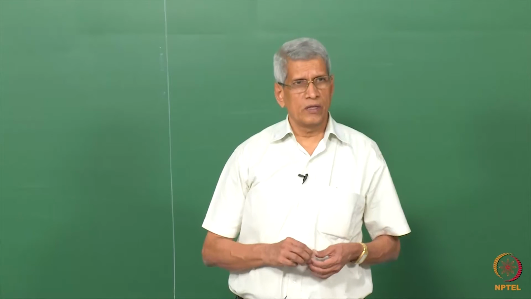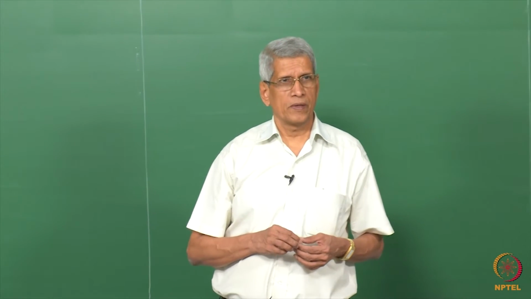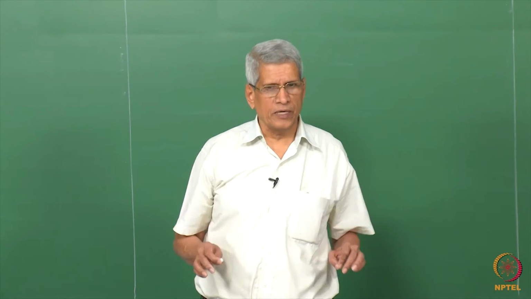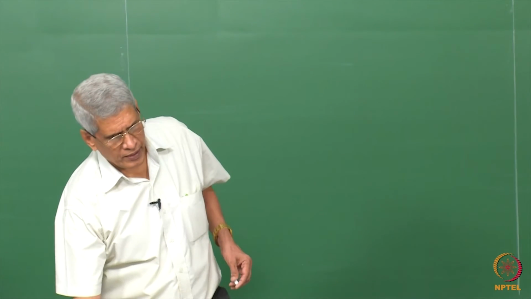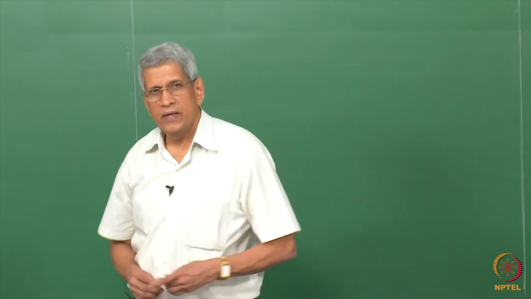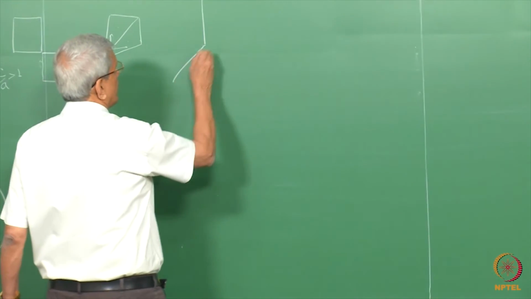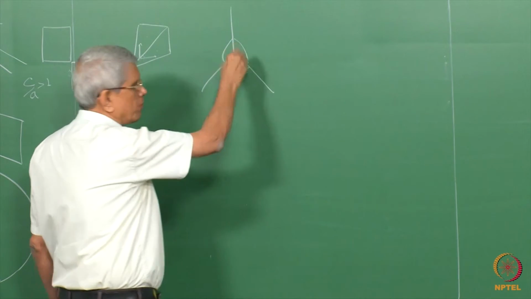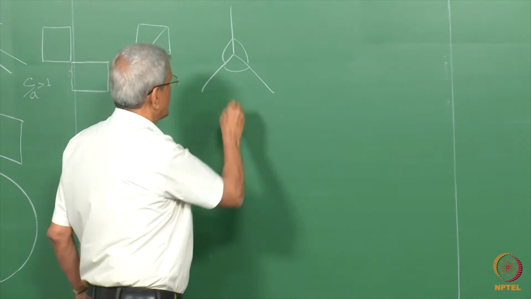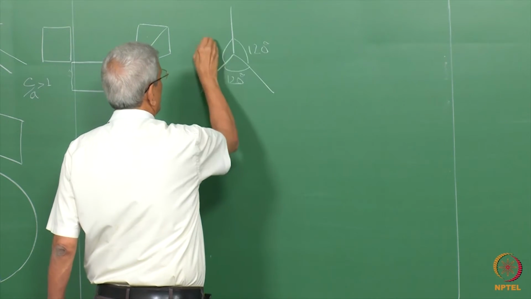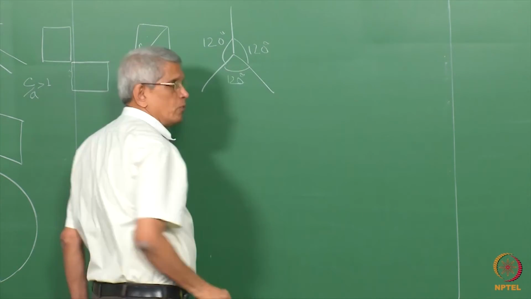If the boundary turns out to be the same type of boundary all along, in the equilibrium condition, then this angle theta will turn out to be 120 degrees. That is where we will have equilibrium, all the boundaries have to be of the same type. This angle will be 120 degrees.